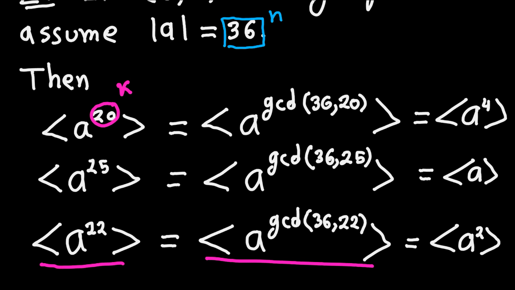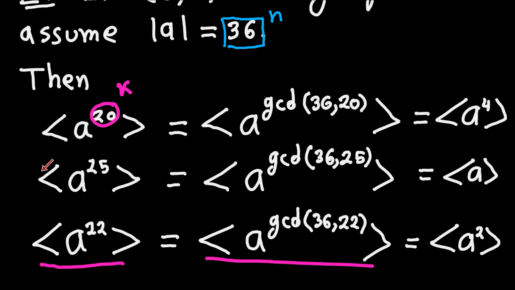Applying the theorem again, we can say that this subgroup is exactly the same as the subgroup generated by a, the same base, to the greatest common divisor between n, which is 36, and k. In this case, k will be 25. Now, the greatest common divisor between these two numbers is 1. So it will be a to the first power. So that would be just a.